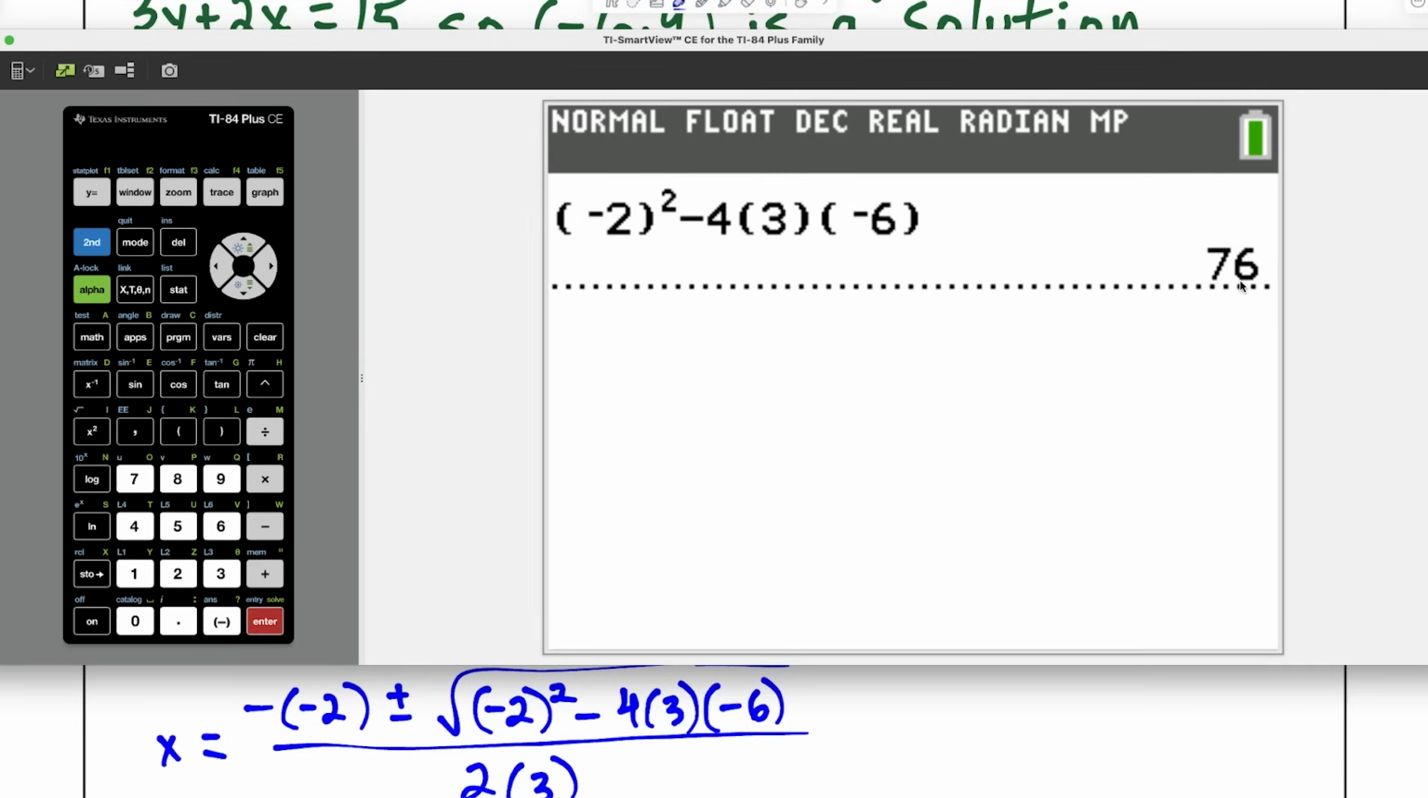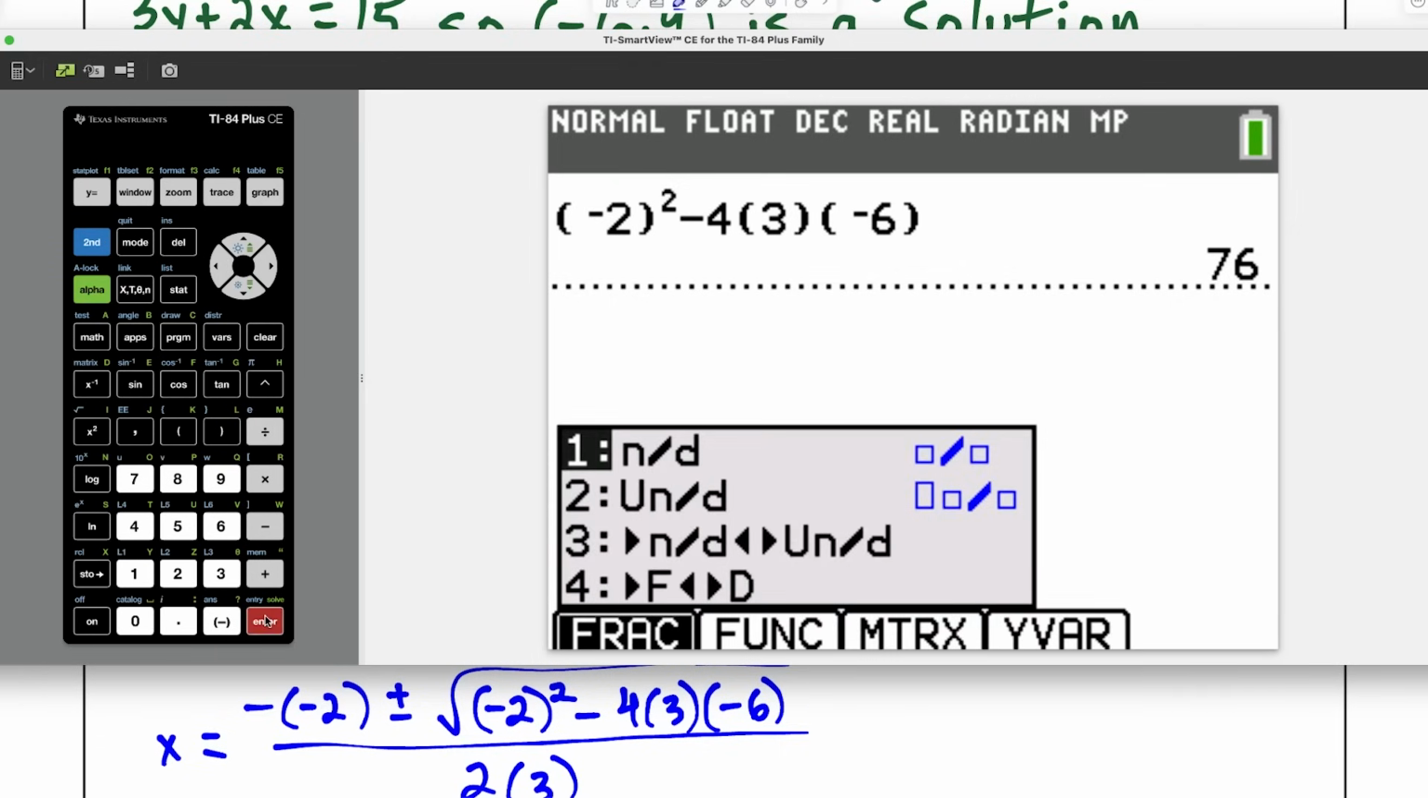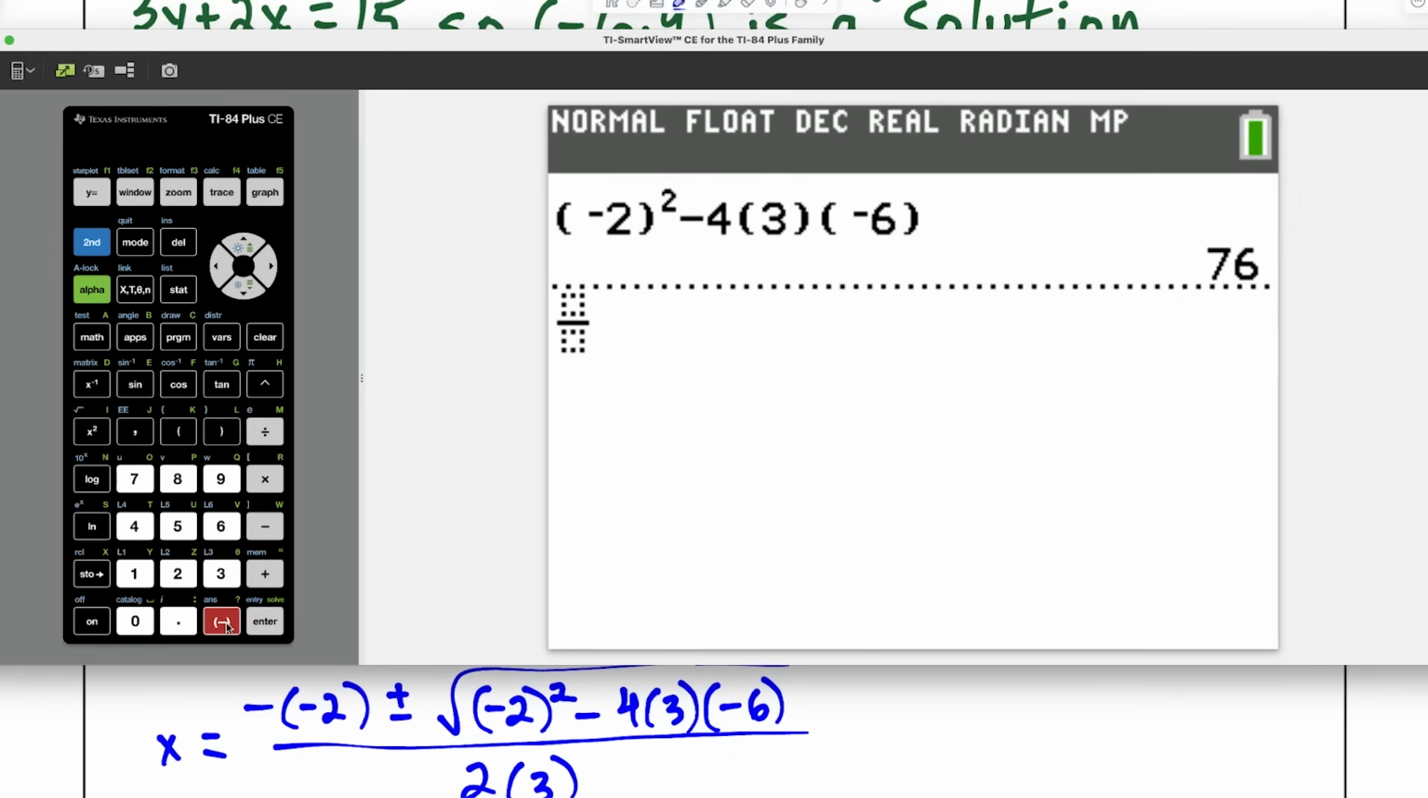And under the square root, we're going to have a 76. So if I had to simplify this, negative 2 is positive 2. But otherwise, I could just do alpha y equals enter, and I could type this in as is. I could do negative 2, and then I have plus or minus. First, I'll do plus, and then I have exactly what we typed above. So I'll just rewrite that one more time.